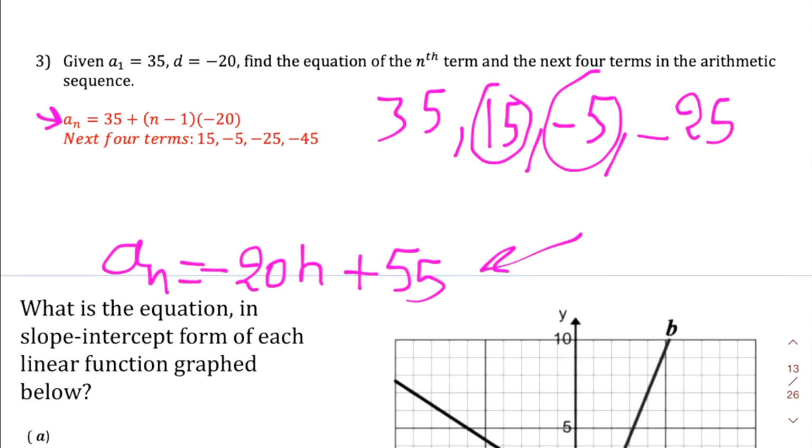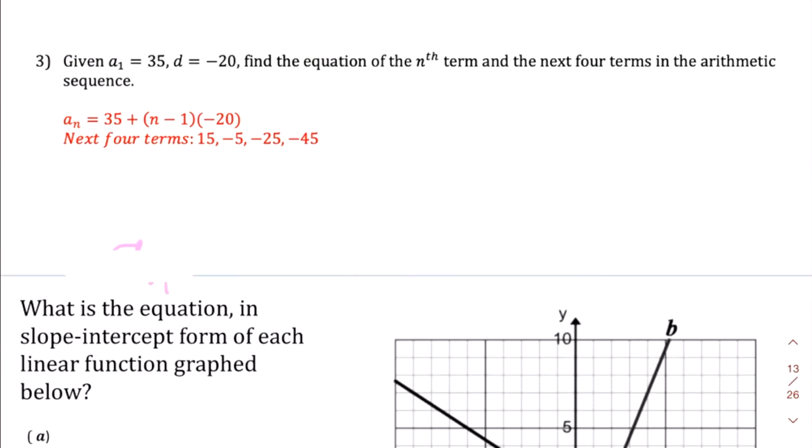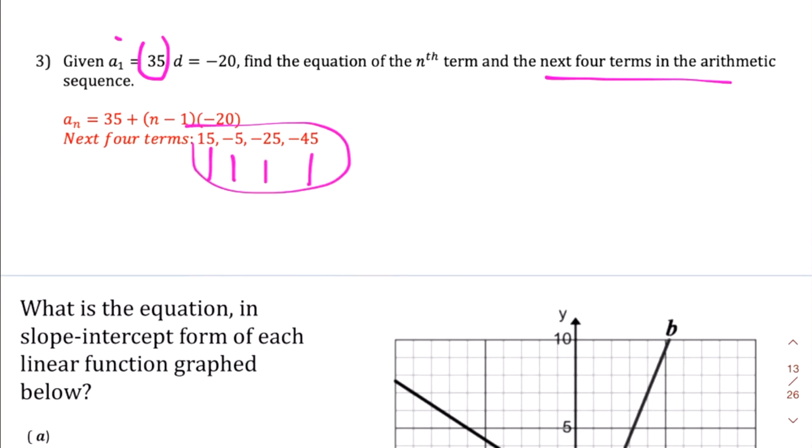If they ask for 20, you give them 20. If they ask 2, you give them 2. It depends on how many terms they want. Here they want the next 4 terms. So this is my first one, 35, and then these are the next 4. Second, third, fourth, fifth. So they are 4 after 35. Any question?